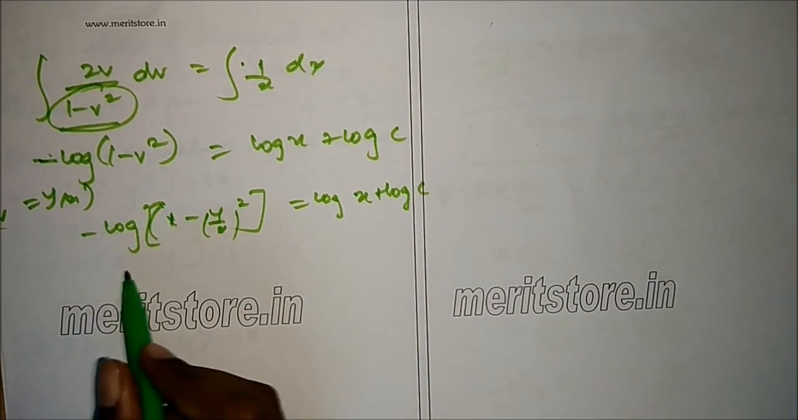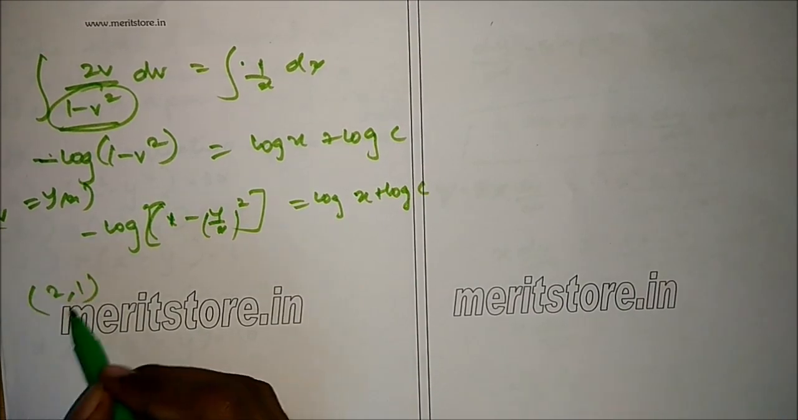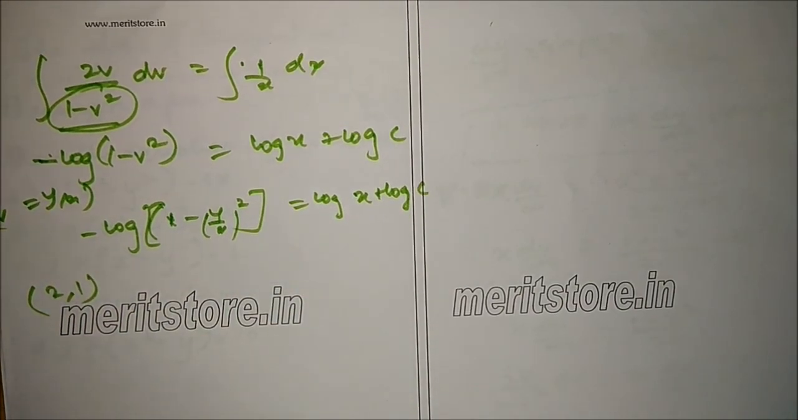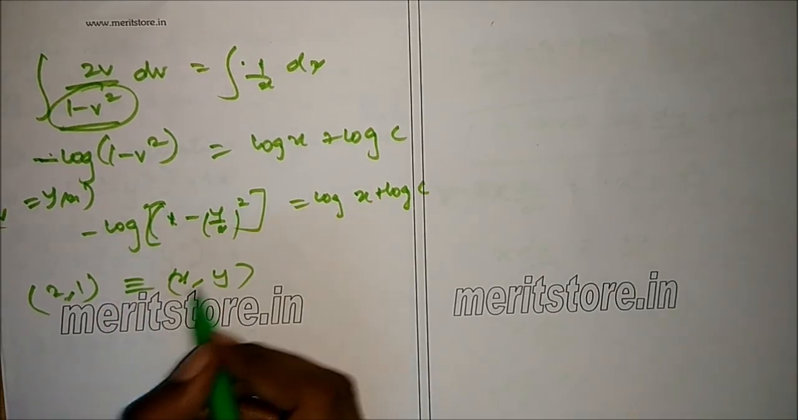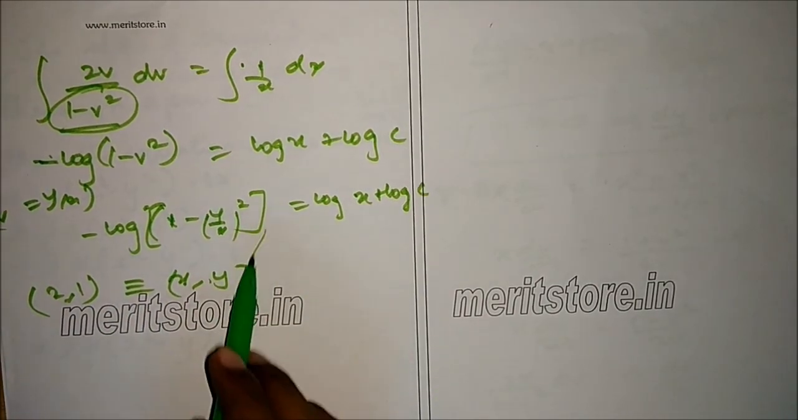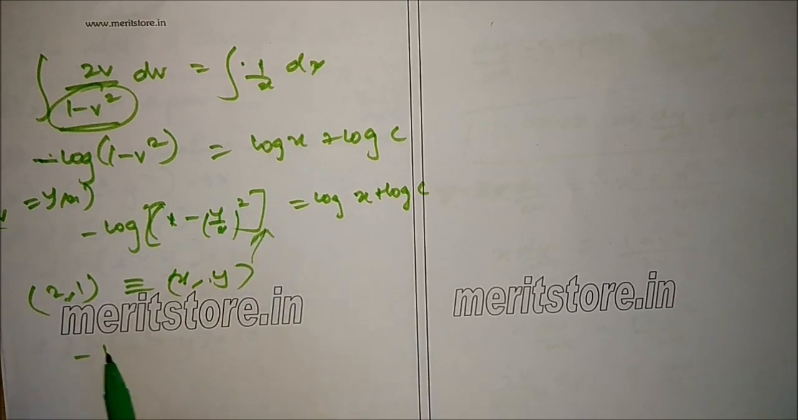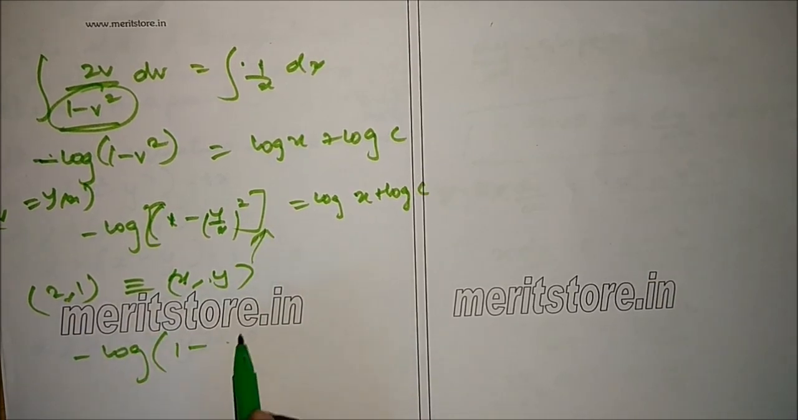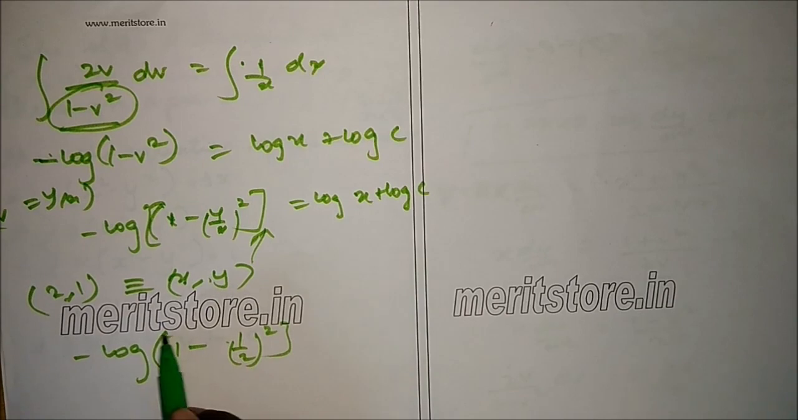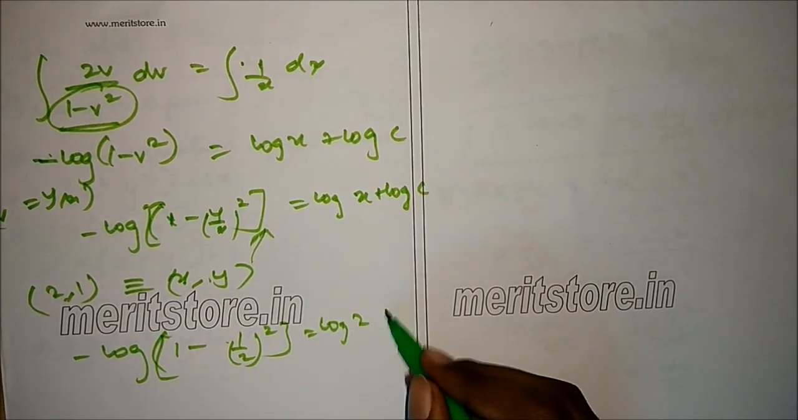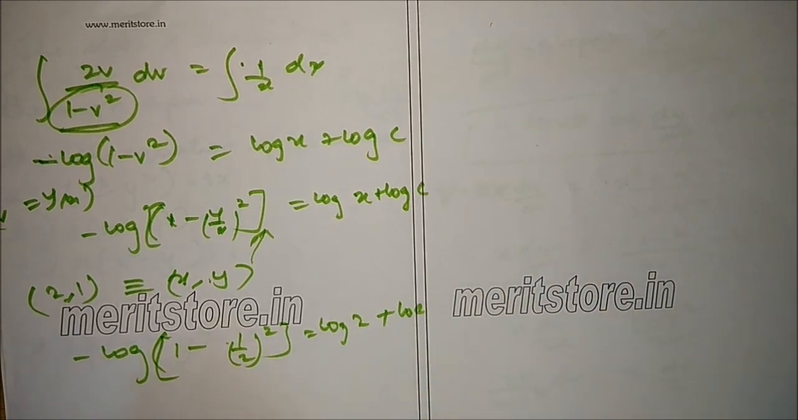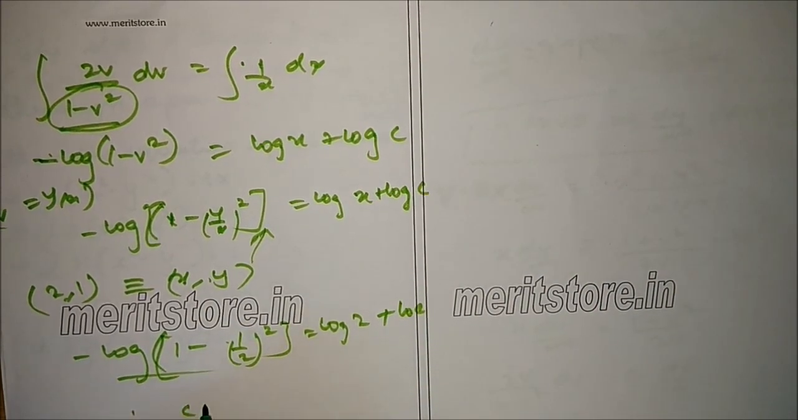So the condition is the curve passes through 2 comma 1. So this is equivalent to x comma y; when x is 2, y is 1. So we substitute the values here. We get minus log of (1 minus 1 by 2 the whole square) is equal to log of 2 plus log c. So simplifying this, we get c equals 2 by 3.